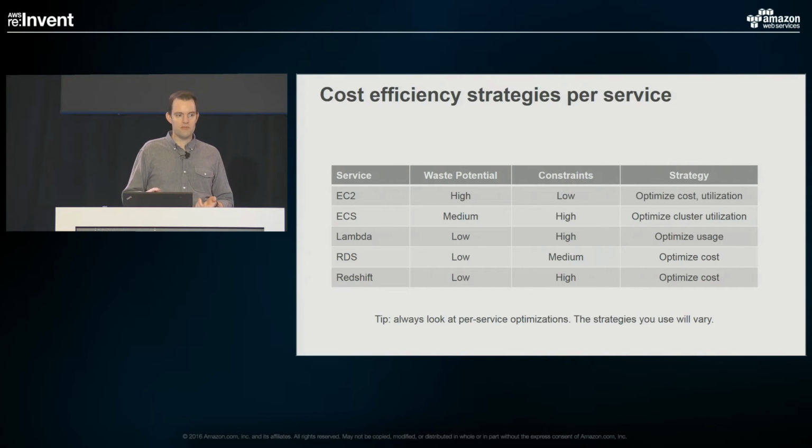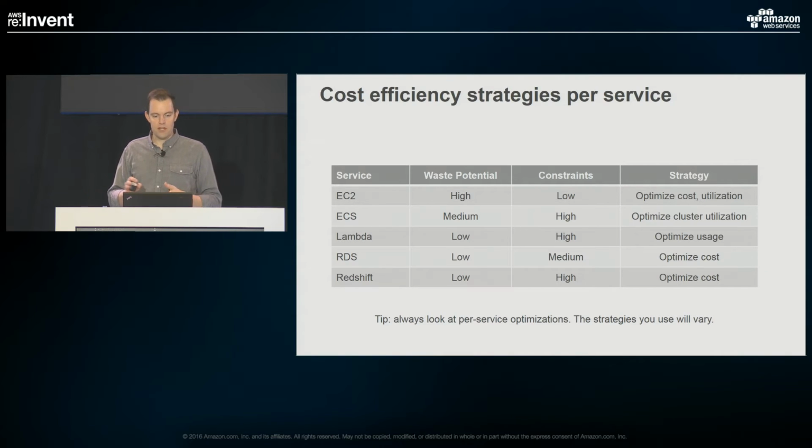Redshift, low waste potential. By that I mean you can't initiate a Redshift EC2 cluster, a set of compute nodes, without it being used for Redshift. And so it's not like you can run other jobs on those EC2 instances. And the constraints are relatively high. And so therefore you're going to want to optimize cost. You're going to want to buy RIs for that and whatnot.